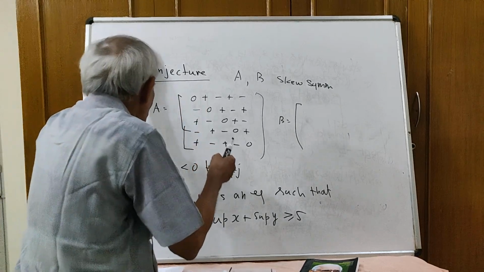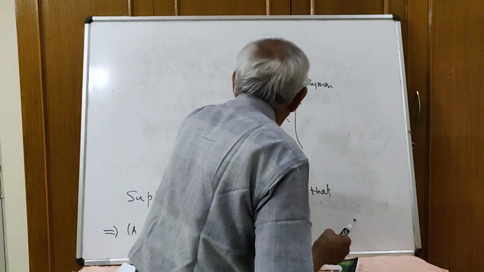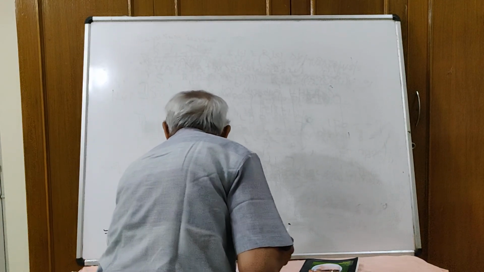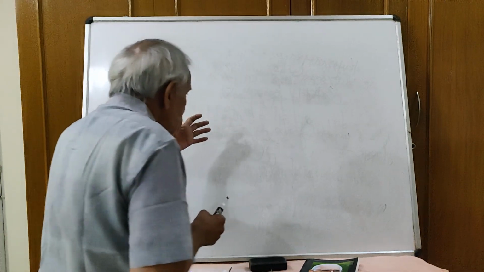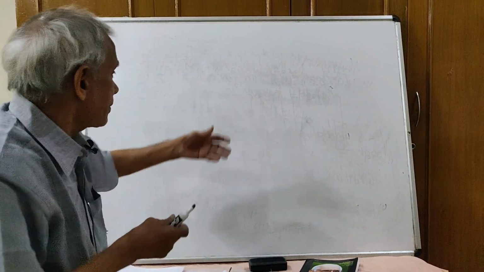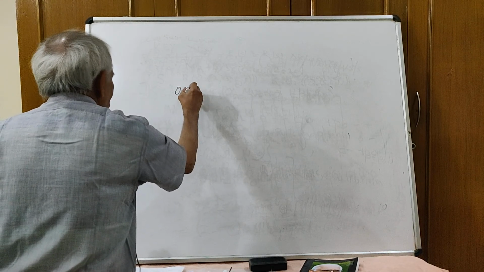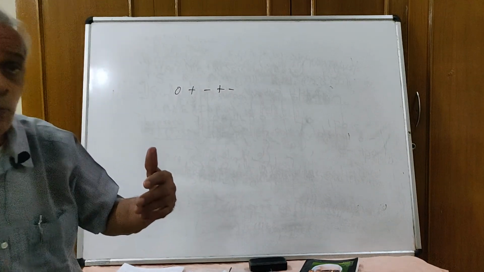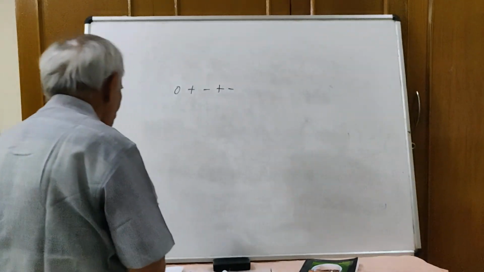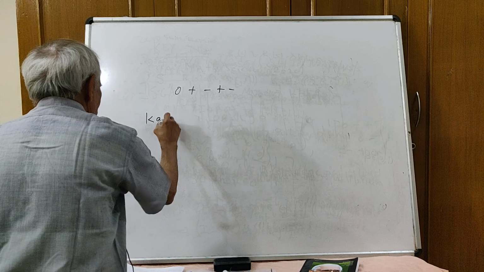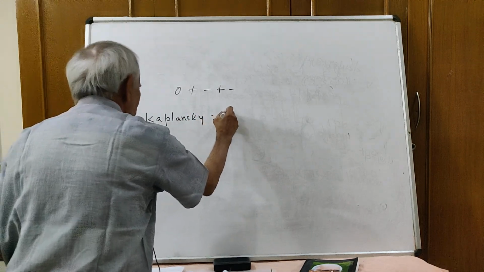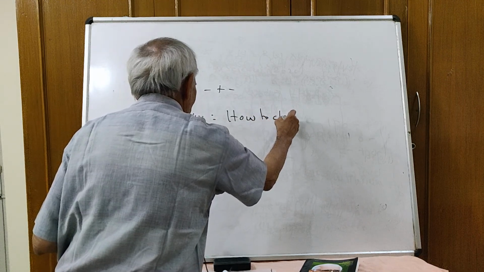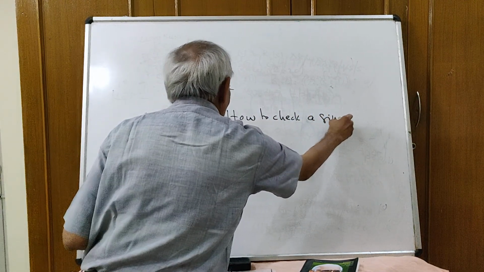Suppose x comma y is an equilibrium such that support of x plus support of y is at least 5. What I mean by support of x is the number of coordinates which are positive, and similarly for y. When you add these two, it should be at least 5. All these conditions are satisfied. Then this should imply A comma B is completely mixed. We are not able to prove this result because here we are adding more conditions.